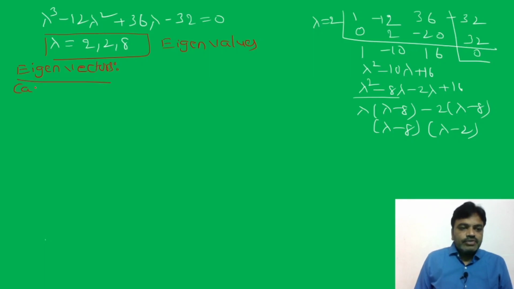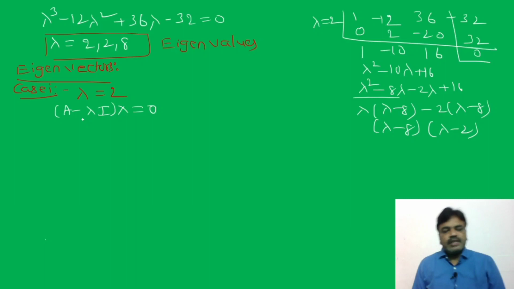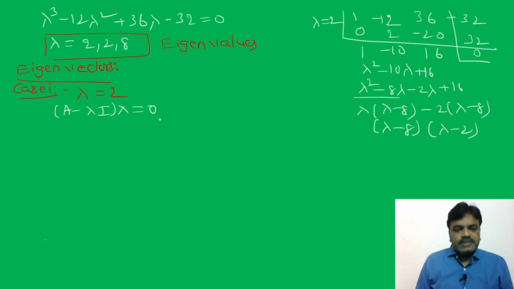So case 1. What is case 1 here? Take lambda is equal to 2, friends, directly. Lambda is equal to 2. So the eigenvector form is (A minus lambda I) into X that is equal to 0.